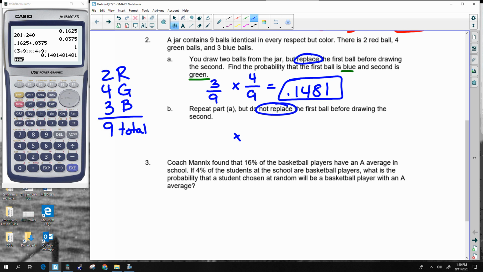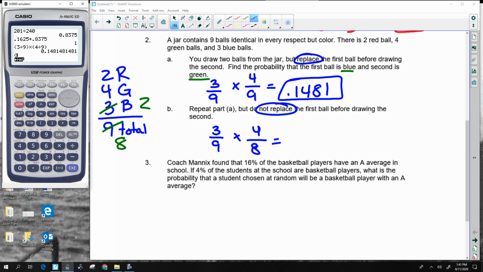So now without replacement, I select the blue, which is 3 out of 9, which bumps that down to 2 and 8. And I don't put it back, so those numbers stay adjusted. And now the second ball is a green, which is now a 4 out of 8. Try that one more time.